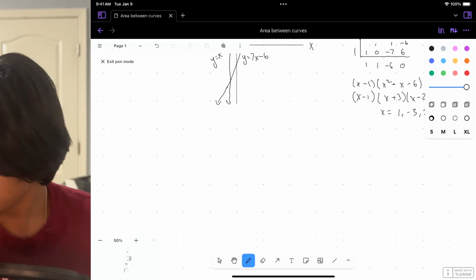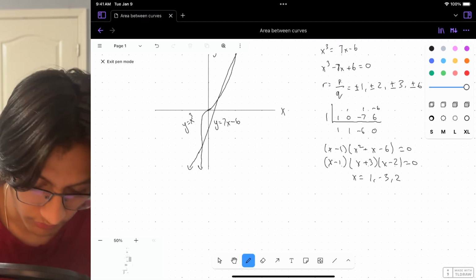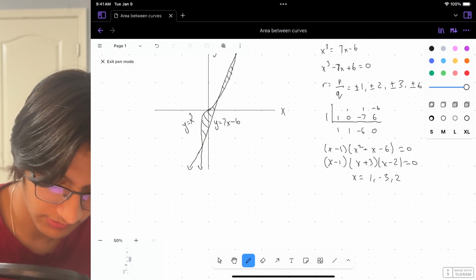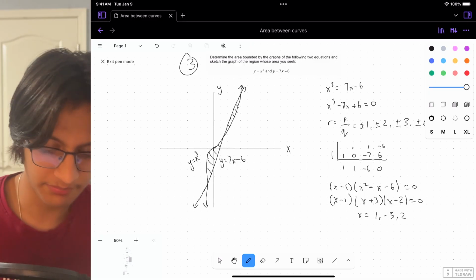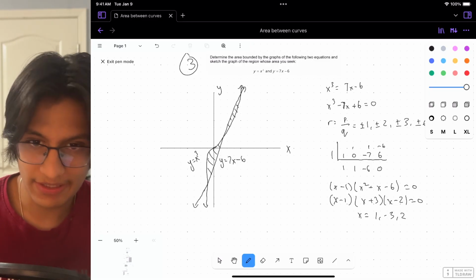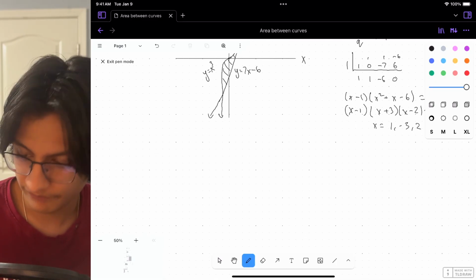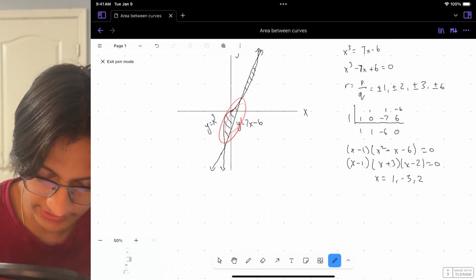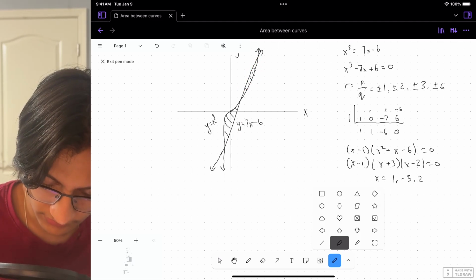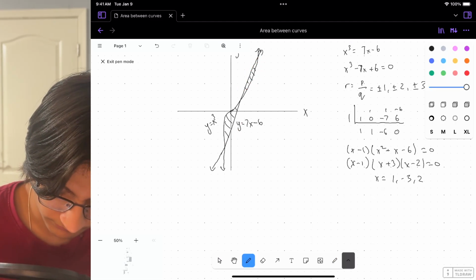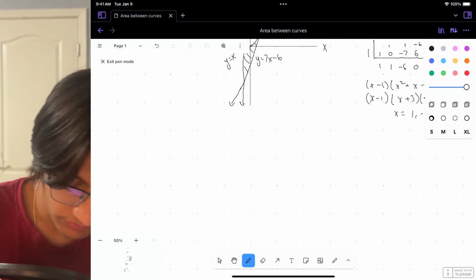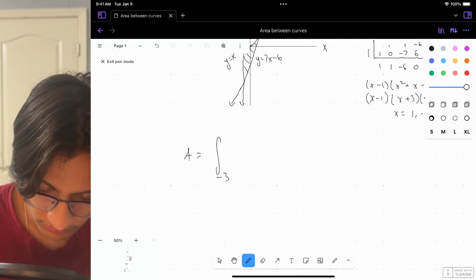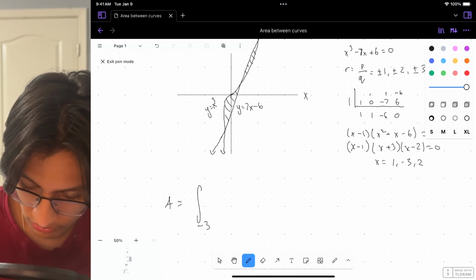Now we can just set up the integrals. But remember, we are finding the area between here and here. So these are going to be two very separate integrals, because we have to find each area and then add them together. So how about we do this area right here and then do this one afterwards? So that will give us the integral from minus 3 to 1, right?